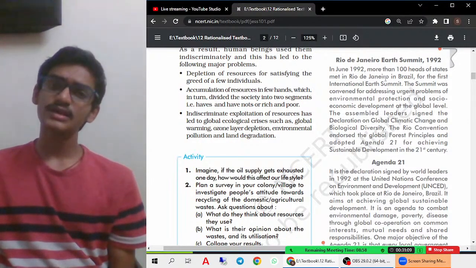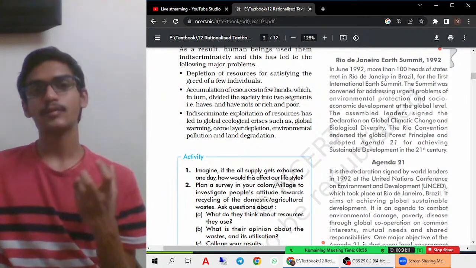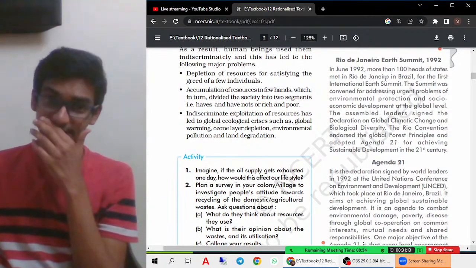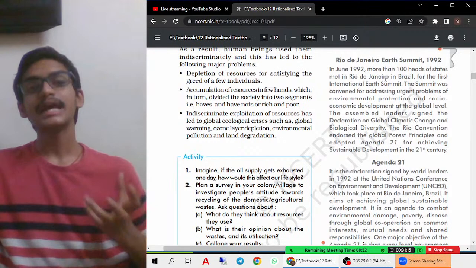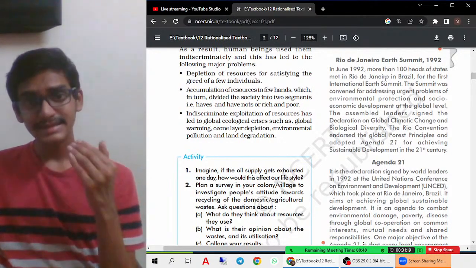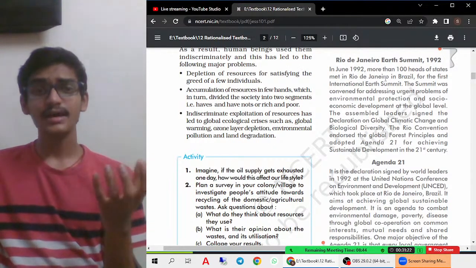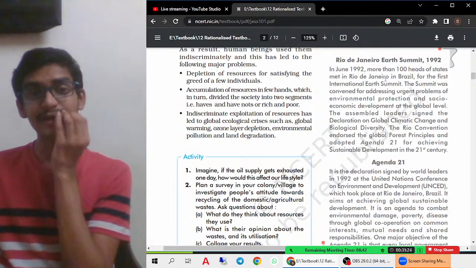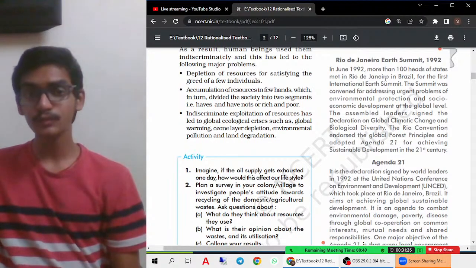So why did they meet together? Because they wanted to discuss the world environmental problems which are being caused. So in order to protect our environment, in order to save our environment from all this industrial growth and industrial pollution, all these people met together in 1992 in Brazil.